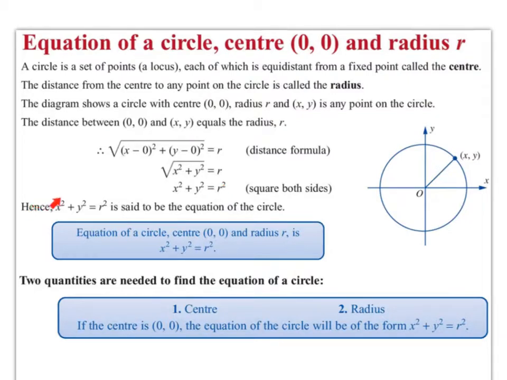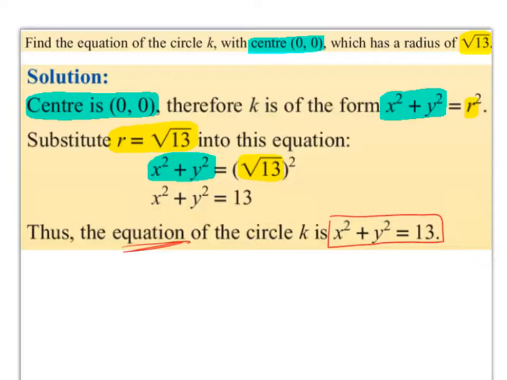So hence, x squared plus y squared equal to r squared is said to be the equation of the circle. So the equation of a circle with a centre (0, 0) and a radius r is x squared plus y squared equals r squared. Two quantities are needed to find the equation of a circle, the centre and the radius. If the centre is (0, 0), the equation of the circle will be in the form of x squared plus y squared is equal to r squared.